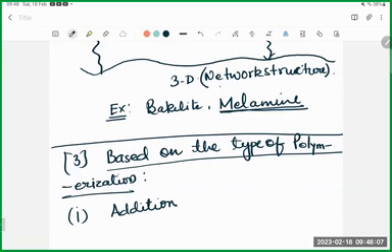You know there is substitution, addition reaction, and condensation reaction, so the same names apply here. In an addition reaction, what happens is that the double bond goes into a single bond, meaning unsaturated hydrocarbons go to saturated, correct? You observe such types of chemical reaction mechanism here. So when a polymer is created by addition reaction, it is called an addition polymer, okay?